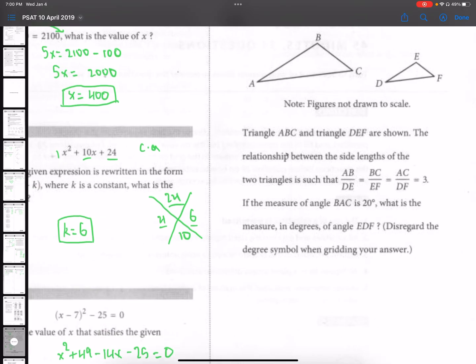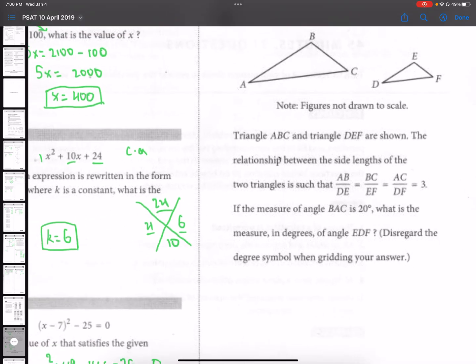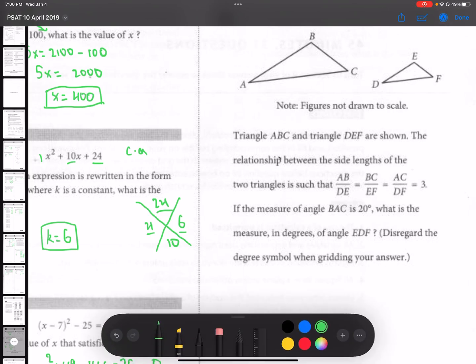All right, last question. Triangle ABC and triangle DEF are shown. The relationship between the side lengths of the two triangles is such that AB to DE. Okay, so if the measure of angle BAC is 20, when it says BAC is 20, that means A is equal to 20 degrees. We don't know the rest. What is the measure of angle EDF? So it does say that they are similar triangles. And if A is 20, that means that EDF, so D, should be 20 degrees too. So that means our answer is 20.